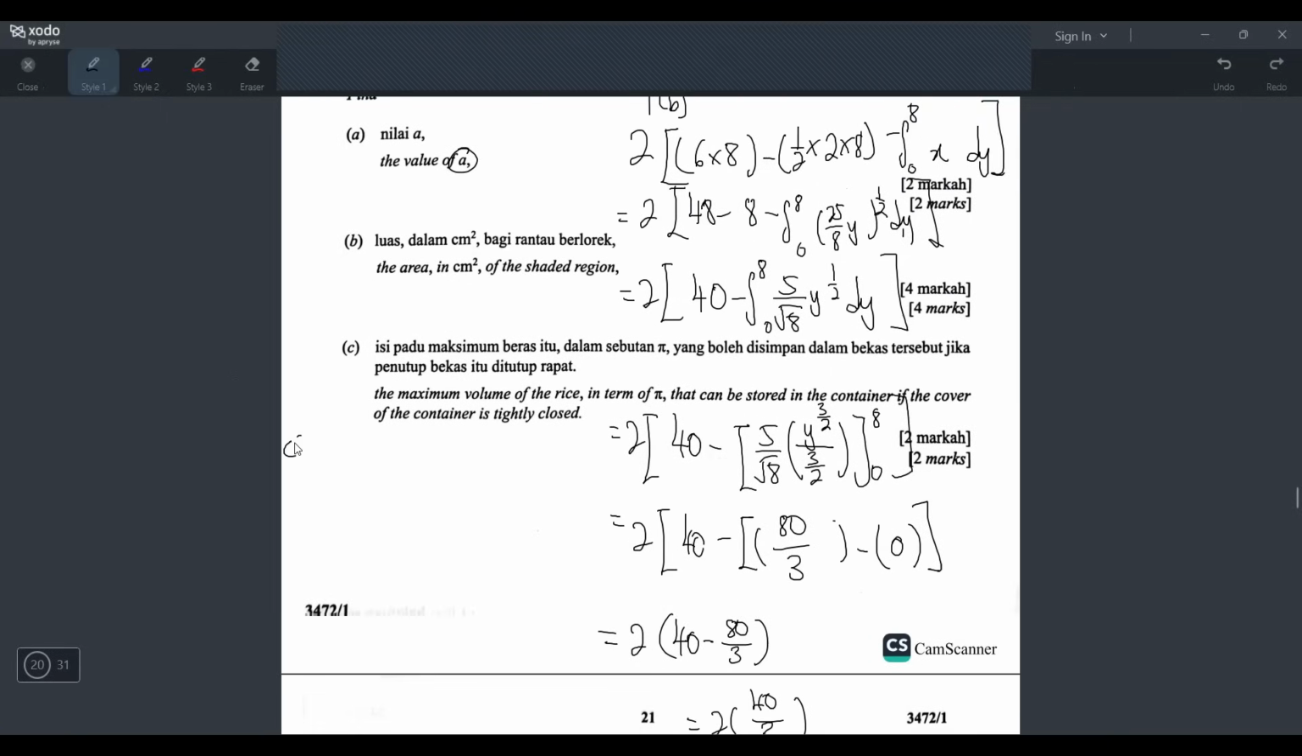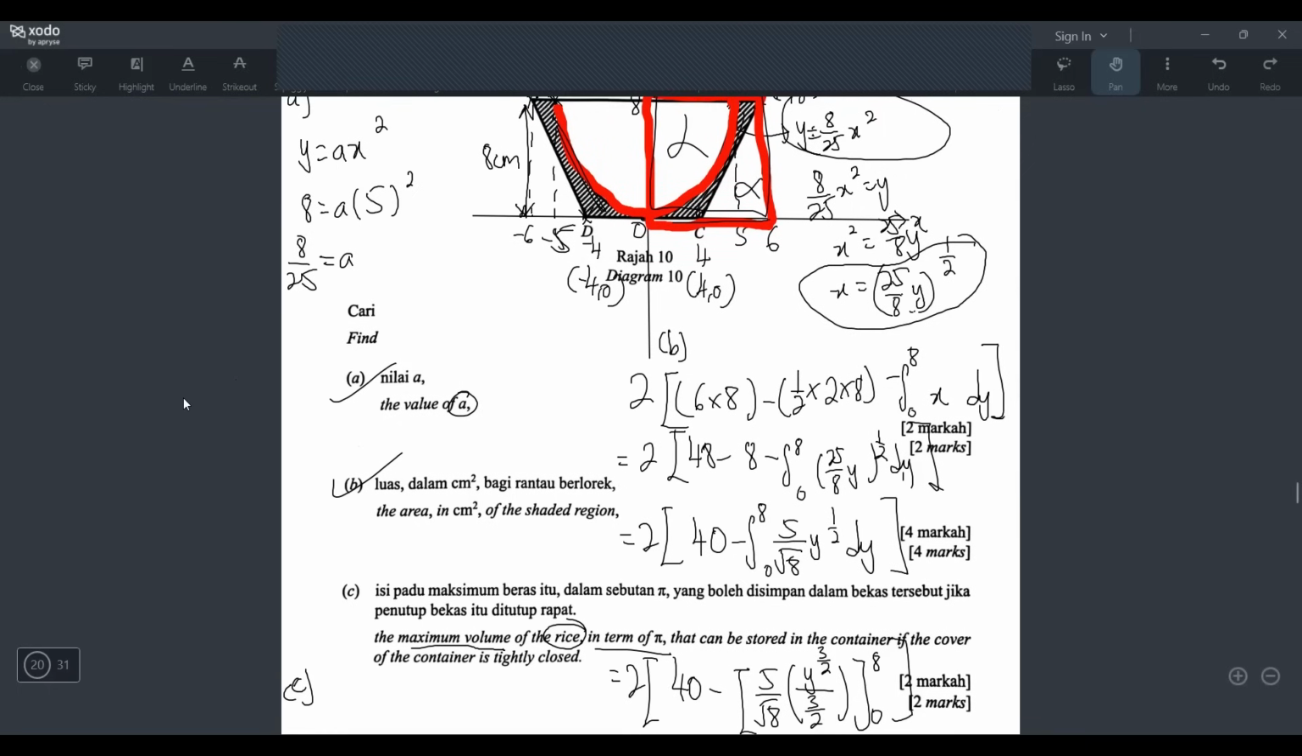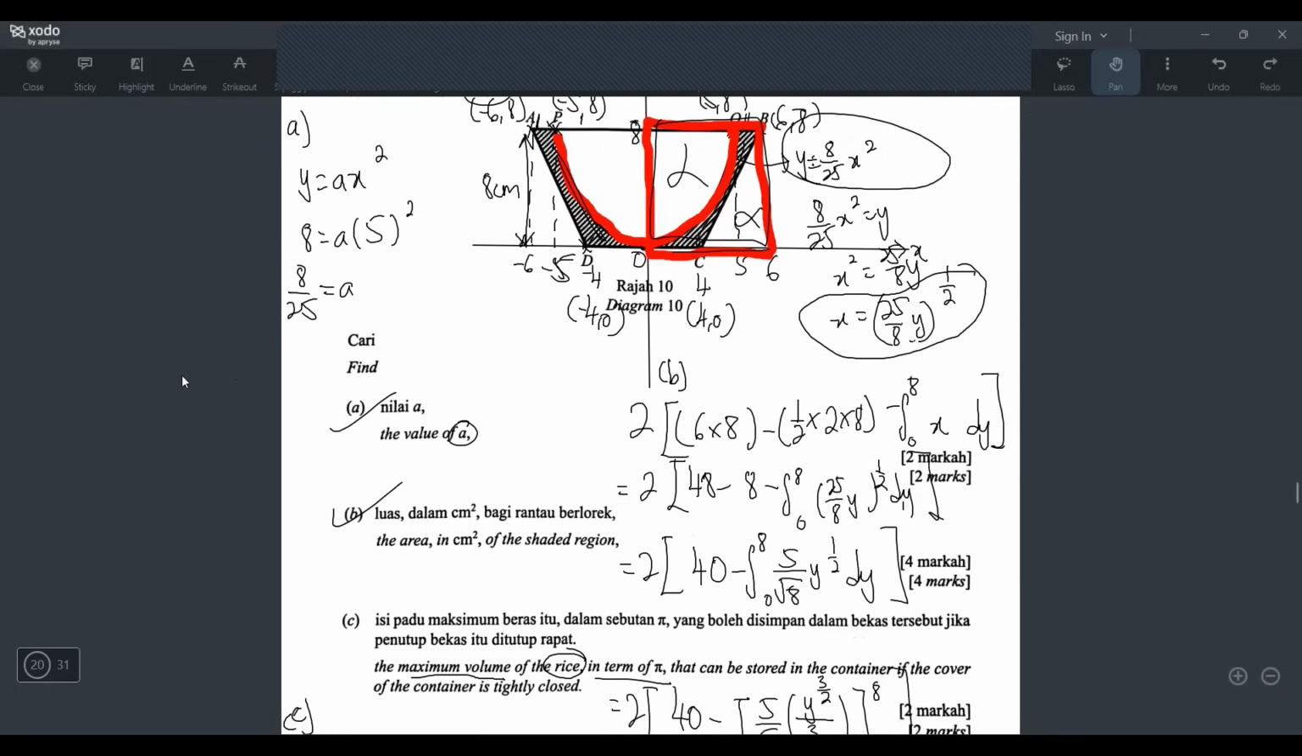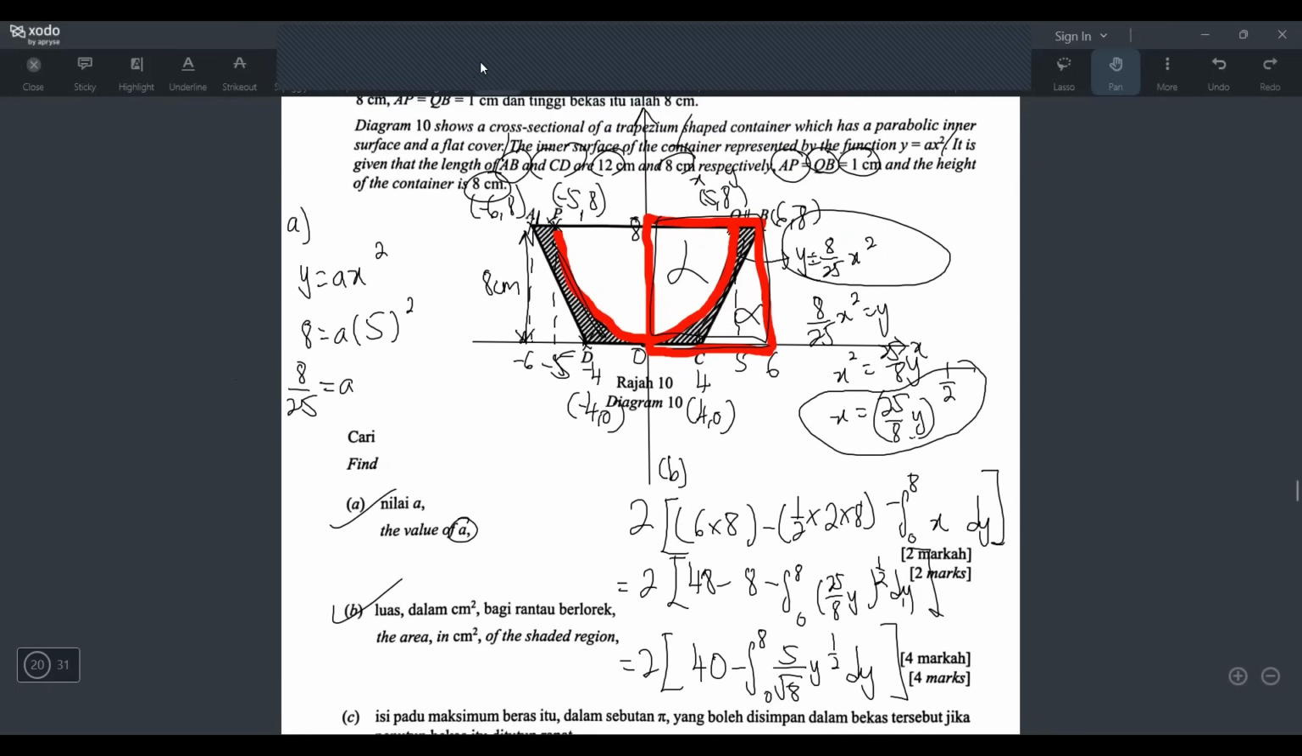Okay, let's do C here. So A is done, B is done. C says, find the maximum volume of the rice in terms of pi that can be stored in the container if the cover of the container is tightly closed. Maximum volume of the rice in terms of pi that can be stored if the cover is tightly closed. I think it's talking about this volume.